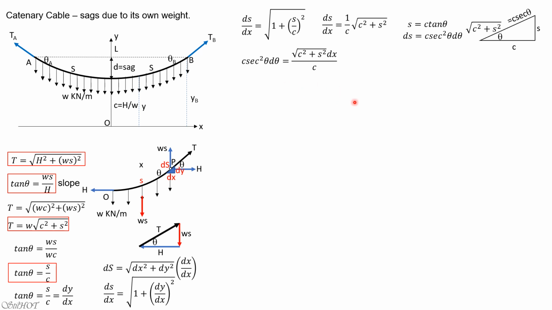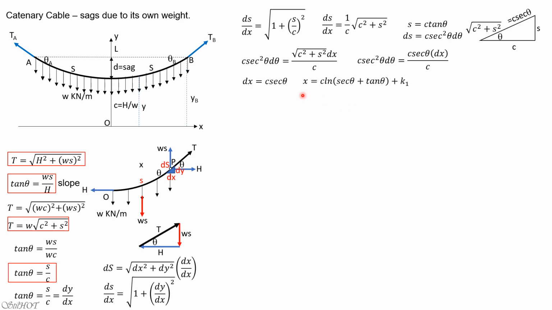So c secant squared theta d theta equals c secant theta dx over c, because this radical here, square root of c squared plus s squared, is c secant theta divided by c. So we can cancel c here, and we can cancel secant theta. So dx is c secant theta d theta. Of course, there is d theta.